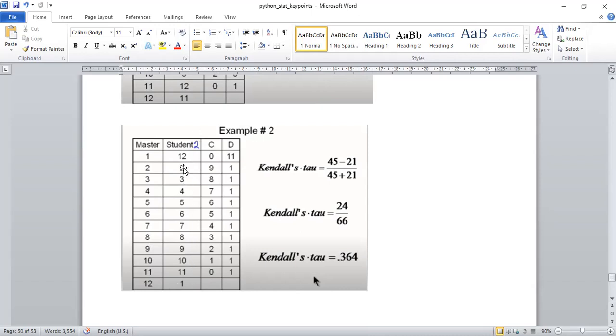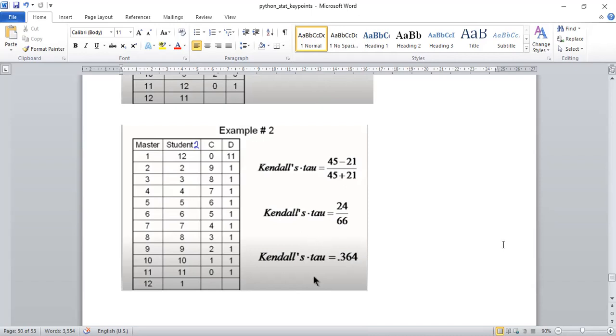Look here, for this 12th rank, values greater than 12 are not present lying below, so the concordant pairs is 0, and every value lying below 12 is less than it, so the discordant pairs is 11. Now for this 2 and 3, 4, 5, 6, you will find concordant pairs. For 11th the concordant pairs is 0, because no value lying below is greater than 11, but there is a value smaller than 11 lying below, that is 1, so the discordant pair is 1. If you add this C column and D column, you will find 45 concordant pairs and 21 discordant pairs. So if you calculate, it is 0.364.